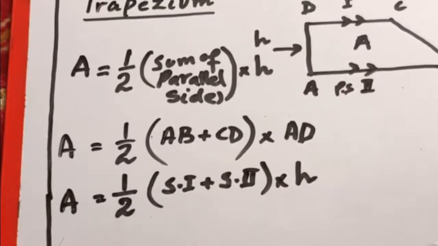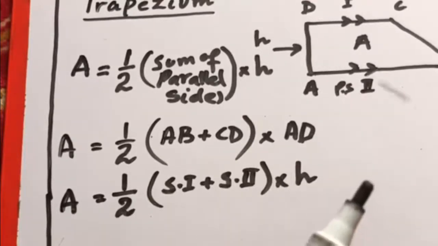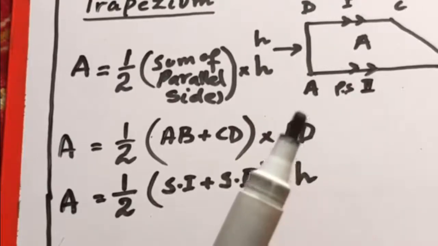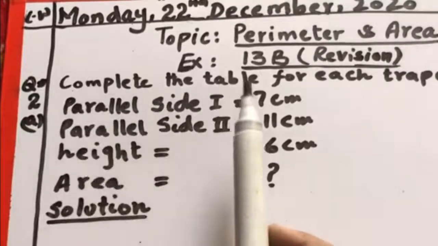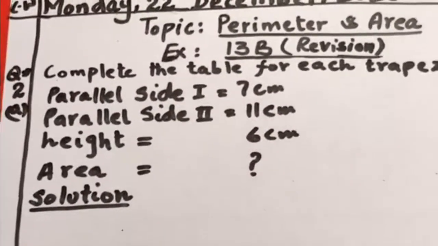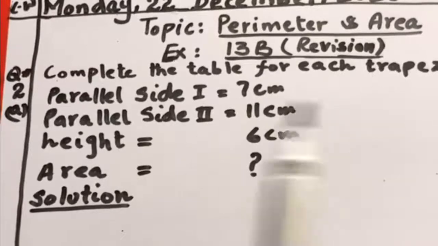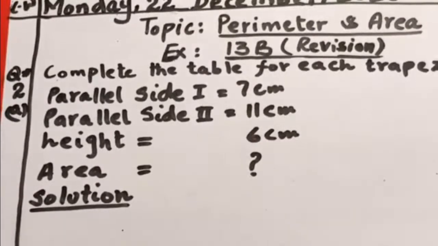Now we are going to find the areas of a trapezium in question number 2. A table is given in which we have to find the missing one. Okay student, now we are going to solve question number 2 of exercise 13b. The statement is: complete the table for each trapezium. Here is the table of trapeziums, in which some parts are given and some are missing, so we have to find the missing one.